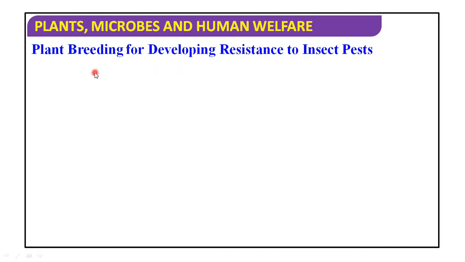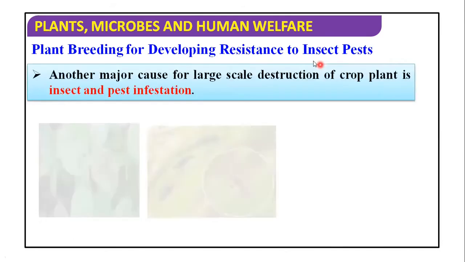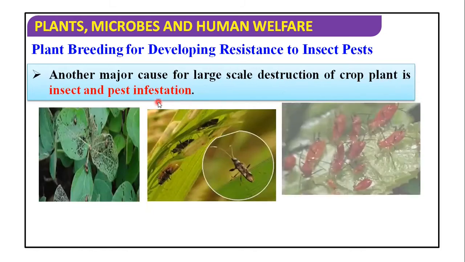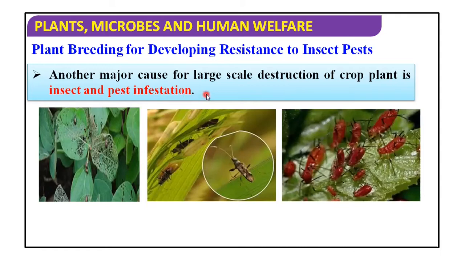So we will start our today's lesson. How plant breeding is helpful to form a resistance in the plant against the insects. Now, another major cause for the large-scale destruction of the crop plant is called insect or pest infestation. Means, as we know, a group of insects can attack the plant and cause disease to the plant. So we require a plant which can have the resistance to prevent it from the insect disease.